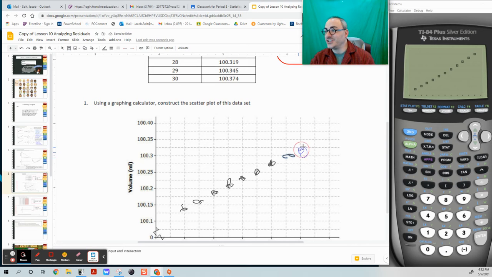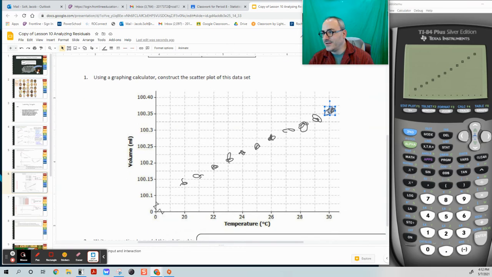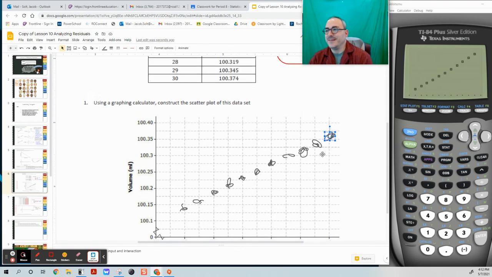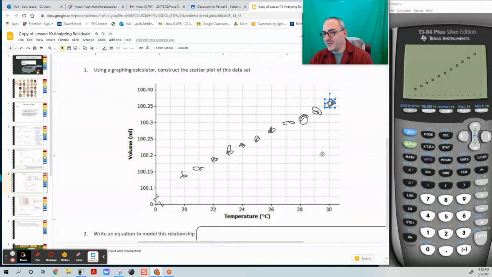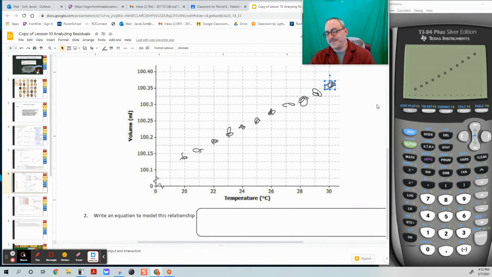If it said sketch, we get to have a lot more latitude. We just need the general right shape. But it says construct. Construct is a little more technical. Let's see if I'm anywhere near what I should be. At 30, I should be at 100.374. At 30, I'm at 100. Oh, I'm not too bad off. I wouldn't get too many points taken off from this, if this was Regents.